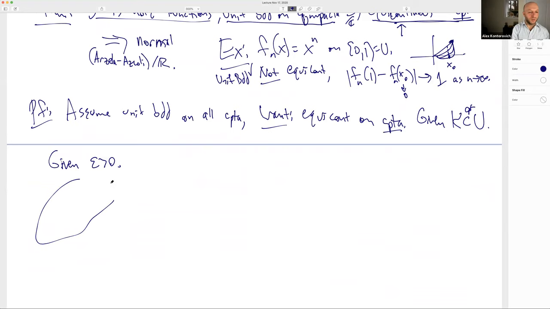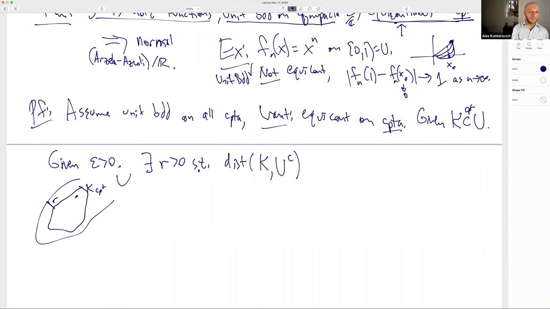So here's U. I don't know what U looks like, but inside of U, I have this compact set K. K is compact. So there exists R such that the distance of a compact set to a closed set, U complement, is positive. We don't need to review this theorem. This is point set topology. You guys are okay with this. Okay. So we have some positive distance to the complement of U.